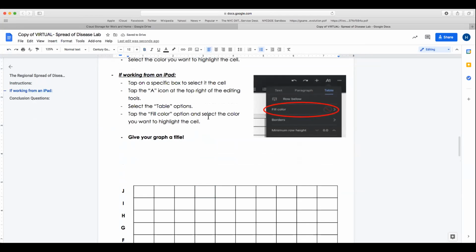Now, if you are working on an iPad, your instructions are a little bit different. So instead of clicking and dragging like we just did, you are just going to tap on a specific box to select that cell. When you tap on your screen, that should highlight the cell for you.